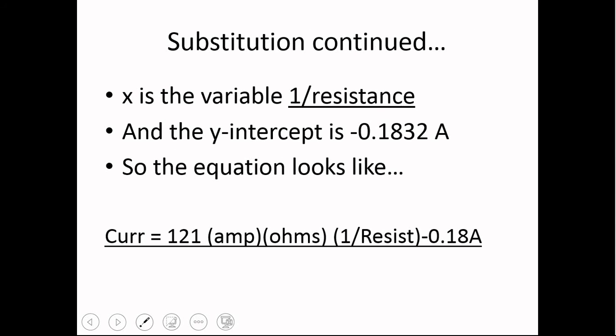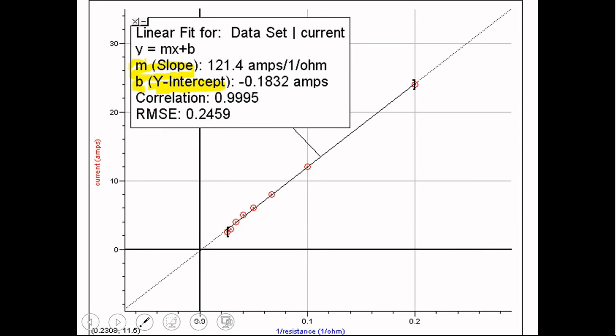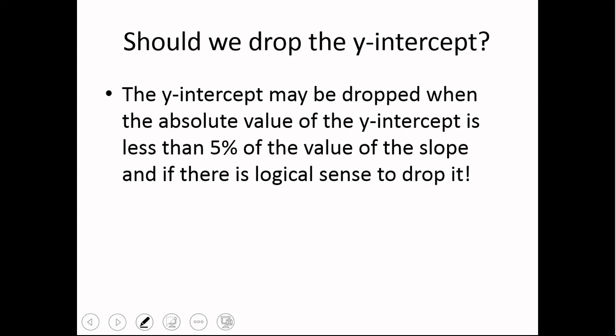So the question is, should we drop the y-intercept? Is this intercept close enough to 0 that we can get rid of it? And we have 2 main checks that we need to go through. All right. And again, you got to be able to do this at any given point. So here's our rule of thumb. It doesn't always work, but there's essentially 2 things I look at. The y-intercept may be dropped when the absolute value of the y-intercept is less than 5% of the slope, and if it makes logical sense. You always want to do both of those checks.